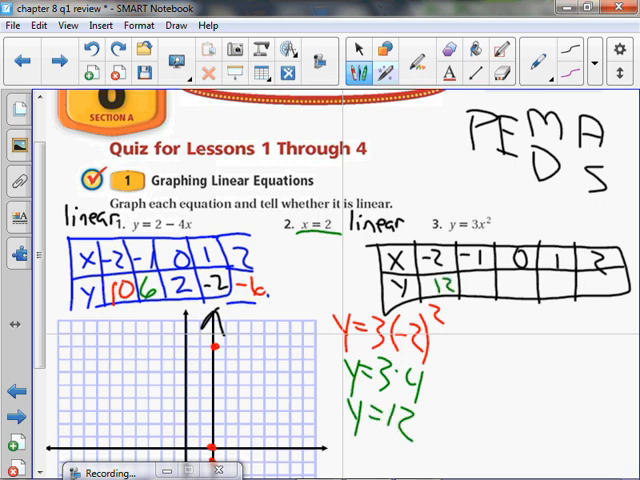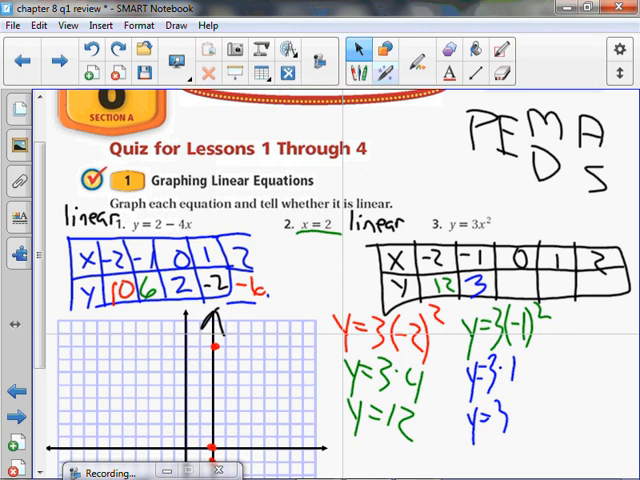Okay, let's try it again. y is going to equal 3 times, this time, -1 squared. Once again, I will do -1 squared first. -1 times -1 is +1. So I get y equals 3 times 1, so y equals 3.